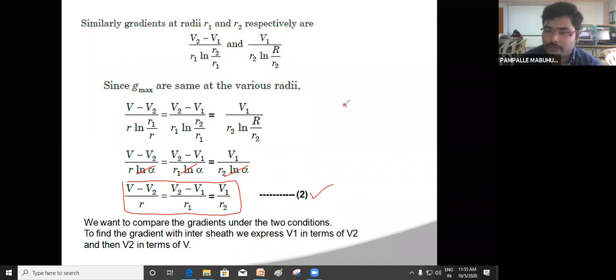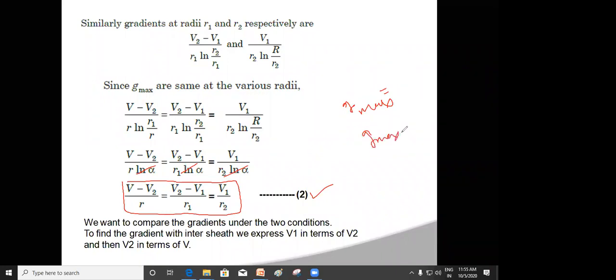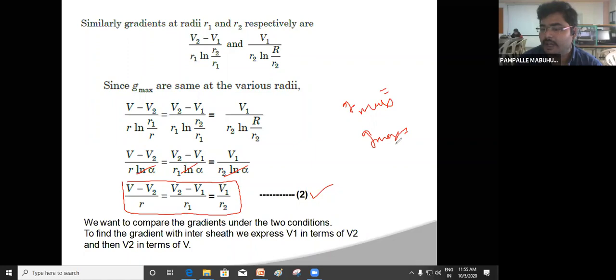So you have to calculate the G value, or G max value, for grading as well as without grading. Okay. So when there is intersheath grading, how will your G max value be? And if you use no grading, how will you get the G max value? And you have to compare these two. Okay. So now to calculate the G max value when you consider the capacitance intersheath grading, you have to express V1 in terms of V2 and V2 in terms of V.